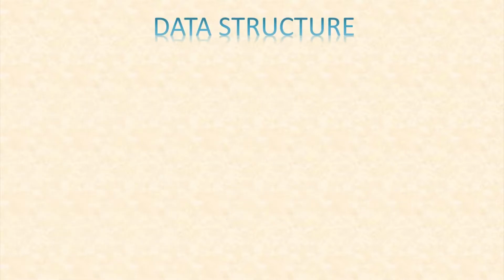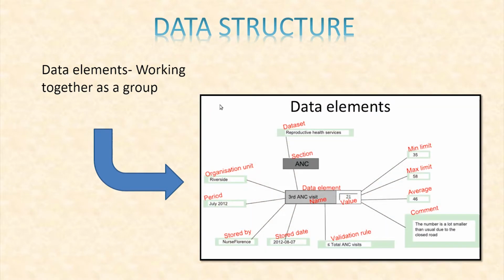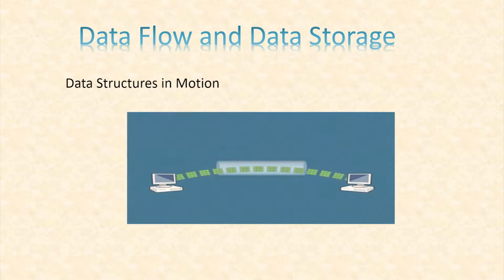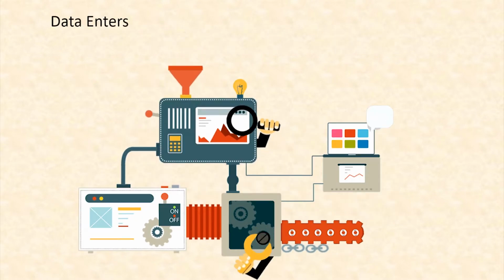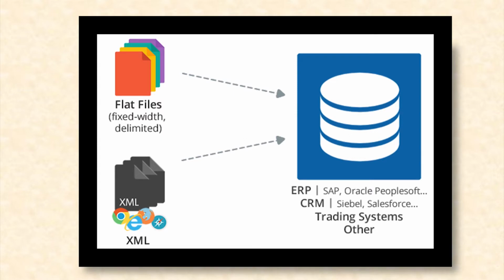A data structure is a group of data elements which work together as a unit, and these are used to define or describe the system components. The data flow and the data stores, or data storage, consist of data structures in motion. Data storage deals with the information about where the data enters into the system and exits out of the system. It may include files, tables, etc.